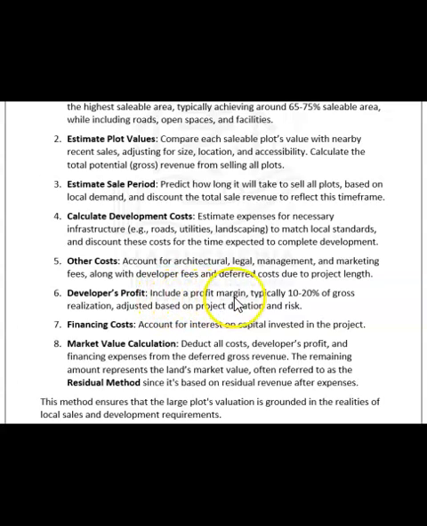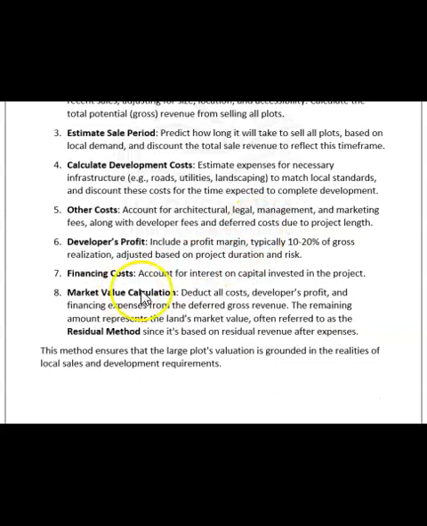Developer profit includes a profit margin, typically 10 to 20% of gross realization, adjusted based on the project duration and risk. Financing cost accounts for finance on capital invested in the project. Market value calculation: deduct all costs, developer profit, and finance expenses from deferred gross revenue.